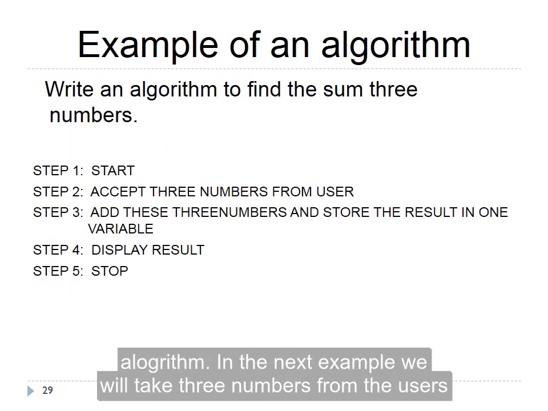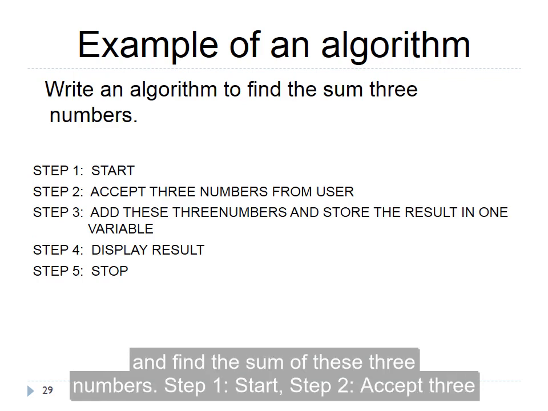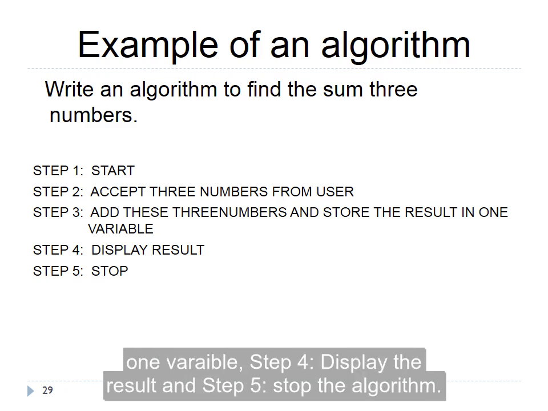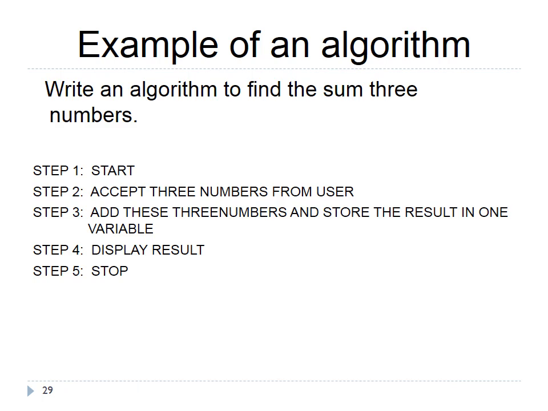In the next example, we will take three numbers from the user and find the sum of these three numbers. Step 1. Start. Step 2. Accept three numbers from the user. Step 3. Add these three numbers and store the result in one variable. Step 4. Display the result, and in step 5, stop the algorithm.